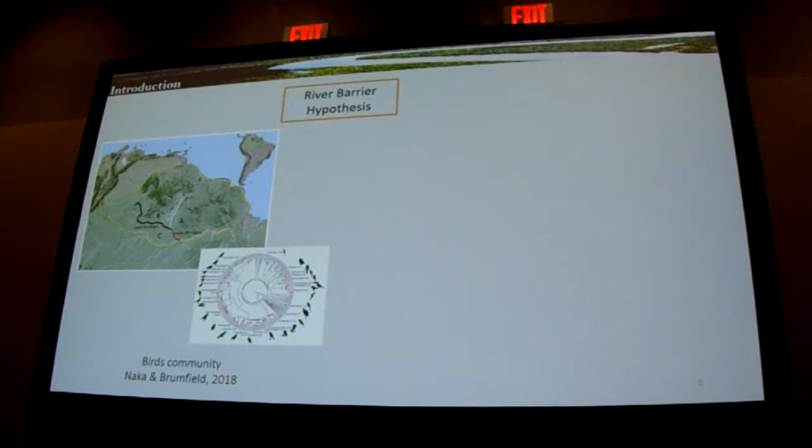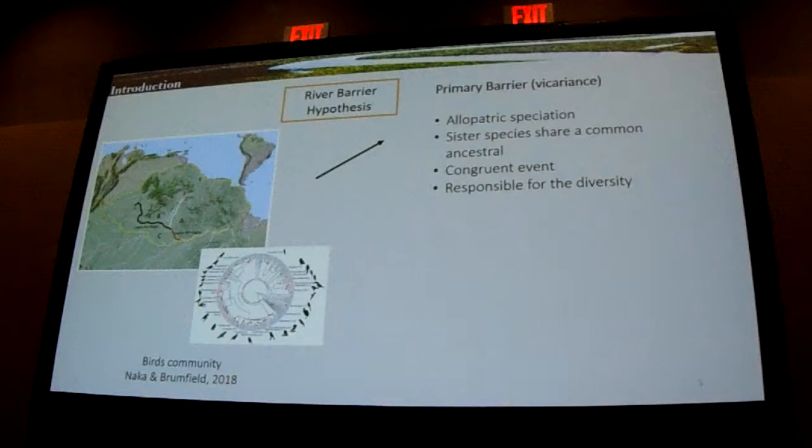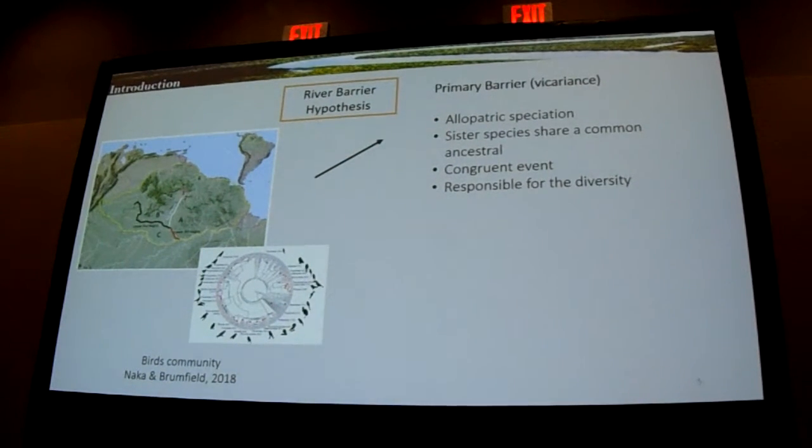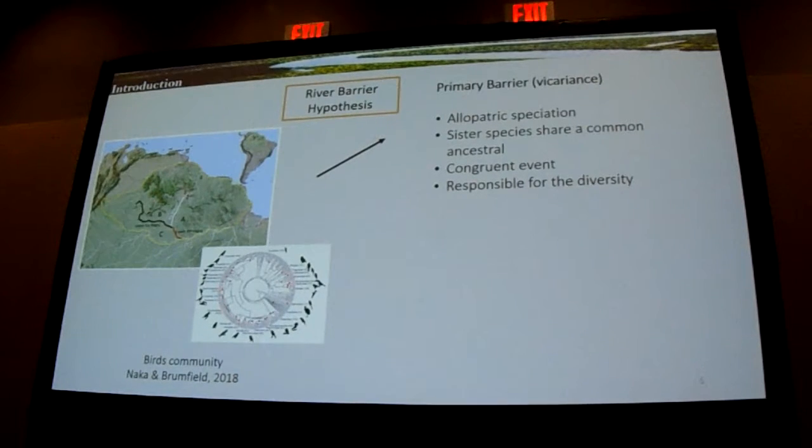The river can act in two different ways. For example, as a primary barrier, which is responsible for allopatric speciation, where sister species on different sides of the river share a common ancestor, and it's probably a congruent event for more than one species. So the divergence time is probably going to be the same for more than one species. In this case, the river is responsible for generating the diversity.